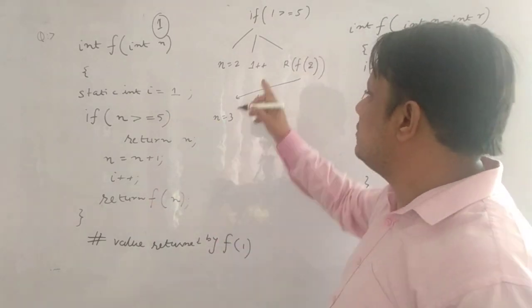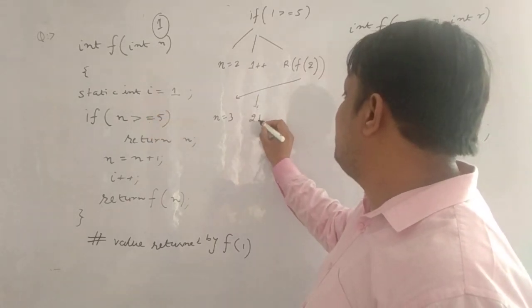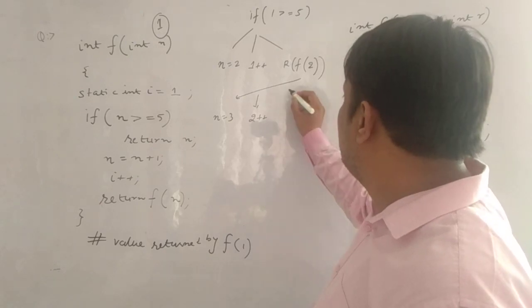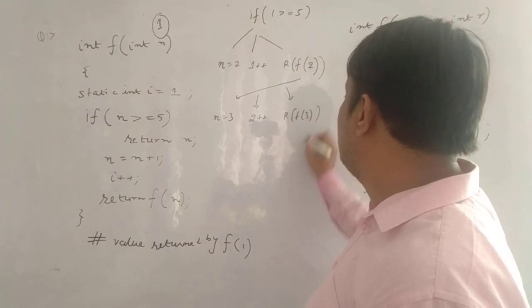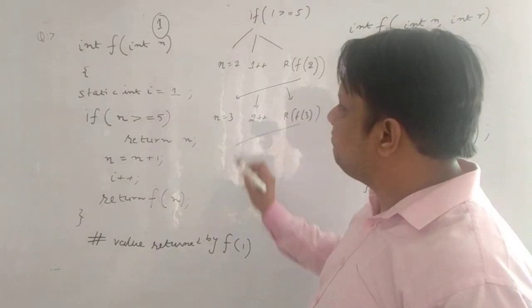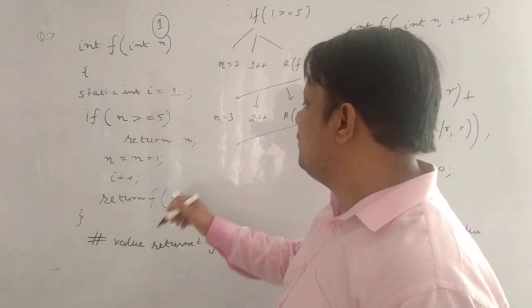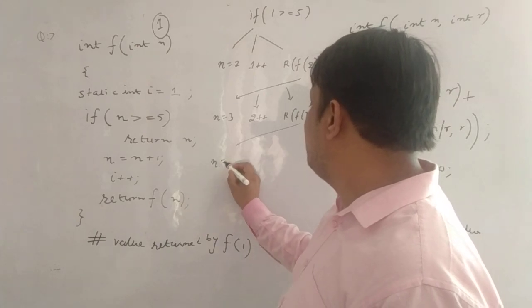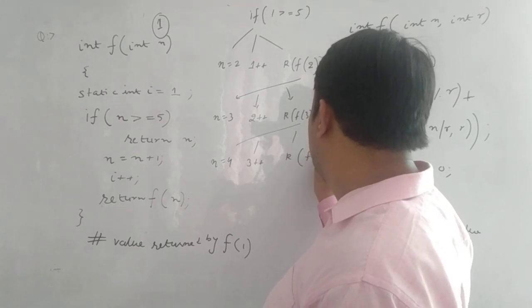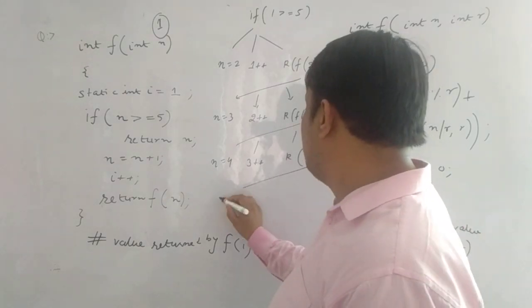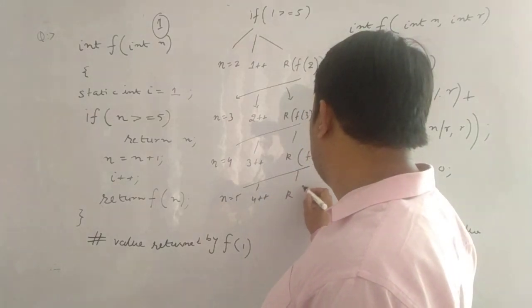So again when you call this function, because i is static, not a normal integer, i becomes 2. Then 2 plus plus, right? Again you return f of n, so return f of 3. Now when you call f of 3, is 3 greater than or equal to 5? Condition false, so n is equal to n plus 1, n becomes 4. Then again i plus plus, then again return f of 4. Now you call f of 4, so n becomes 5. This is 4 plus plus, then you return f5.